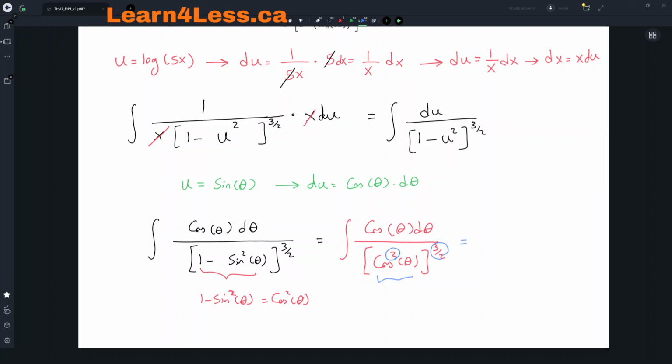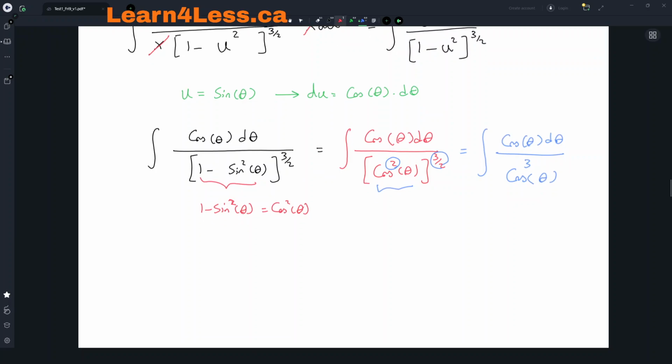So here we simply write that as cosine of theta d theta on top, and the denominator would be cosine to the power of 2 times 3 over 2, which is simply 3. Now we can simplify even further, because we have 1 cosine of theta on top and 3 cosine of theta in the denominator. So we can cancel them. On top there is nothing left, but in the denominator we have cosine squared of theta.